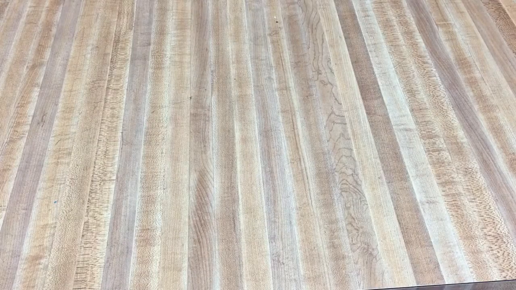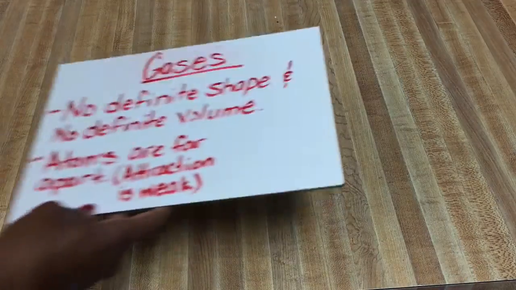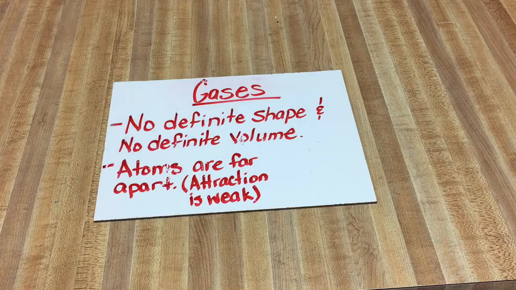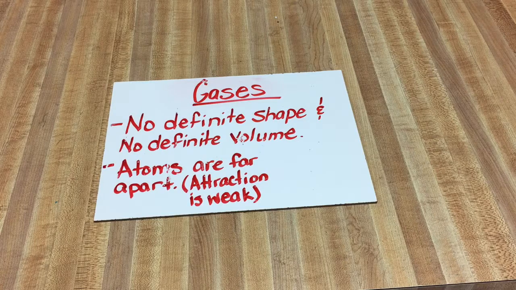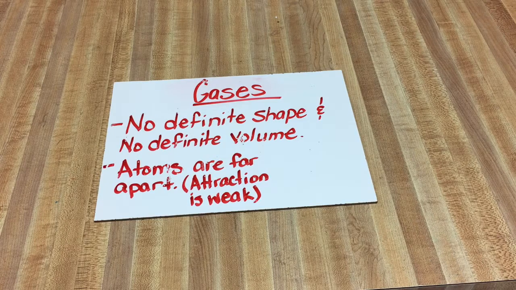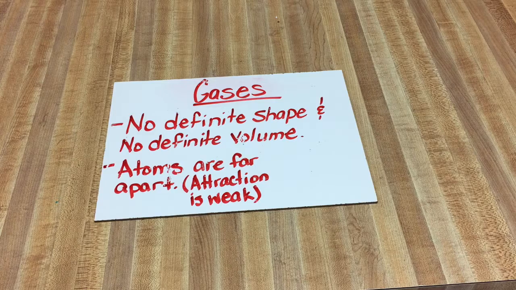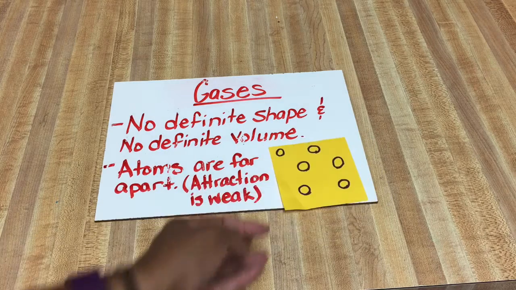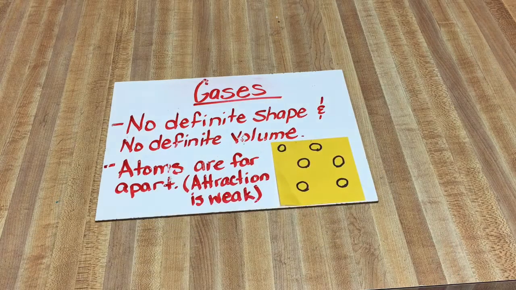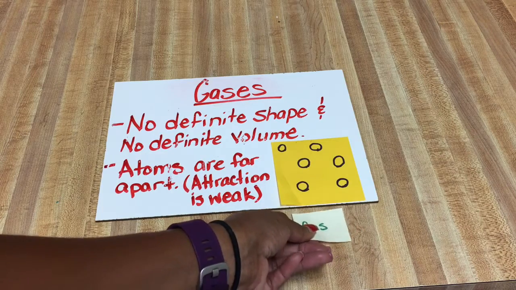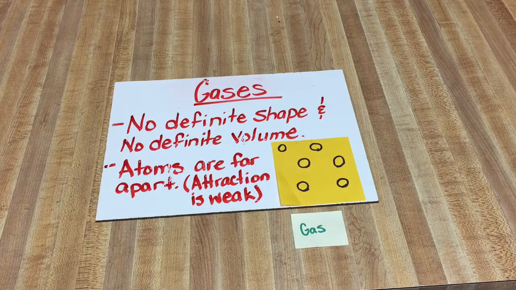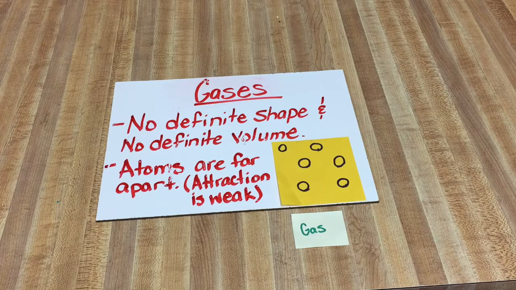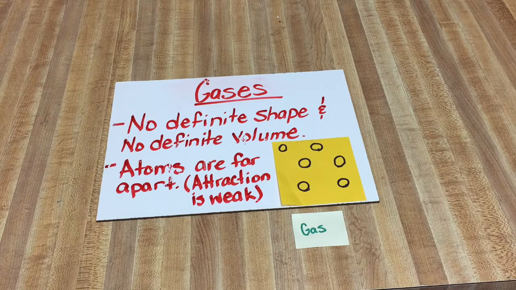Now we're going to take a look at gases. Gases are very different from solids and liquids in that they have no definite shape and no definite volume. The reason that they have no definite shape and no definite volume is because those atoms are very far apart, okay? And they're far apart because the attraction between those atoms is very, very weak. And so they are not attracted to each other, and they're going to move freely past each other.